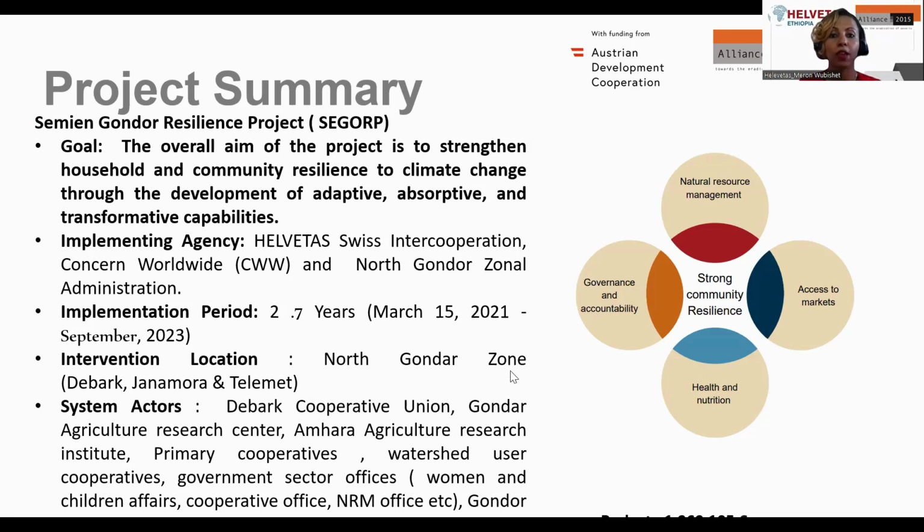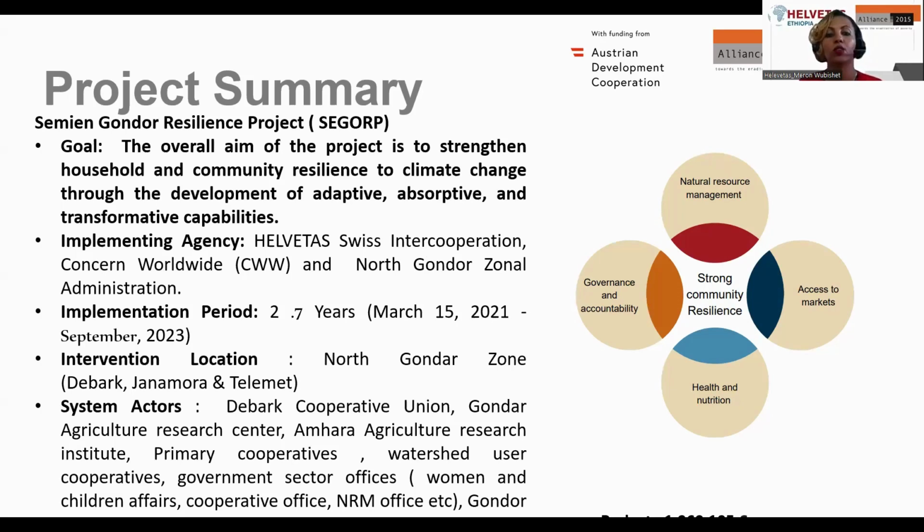So the overall aim of the project is to strengthen household and community resilience to climate change through four interlinked outcomes. The first one is focusing more on improving the management of natural resources. So we use a watershed approach and try to support watershed cooperatives and the government to engage in preserving the environment, and also improved market opportunities within and across livelihood zones. That's the access to market.